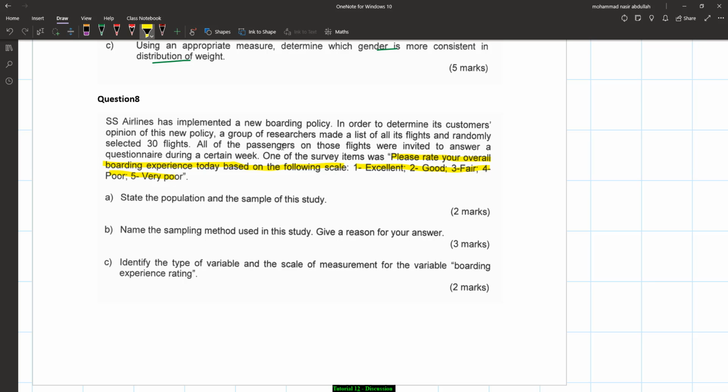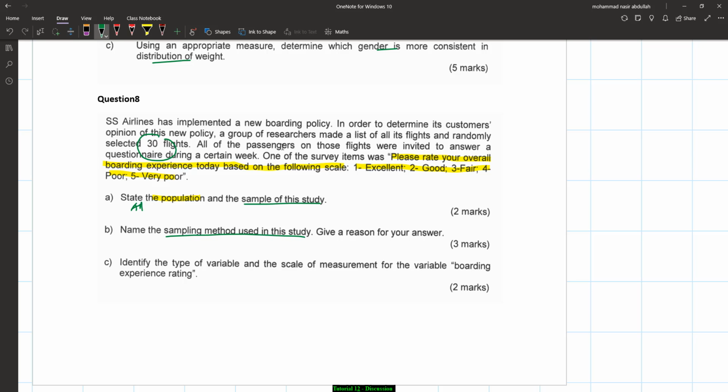So what is the population of the study? So population is all apa? All customers who bought the flight lah, right? And the sample of the study is all customers in 30 flights, right? So name a sampling method used in this study.